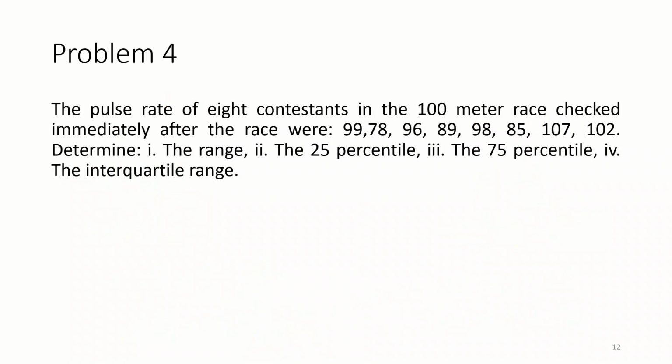The pulse rate of eight contestants in a 100-meter race, checked immediately after the race, was this. You have to determine the range, the 25th percentile, the 75th percentile, and the interquartile range.